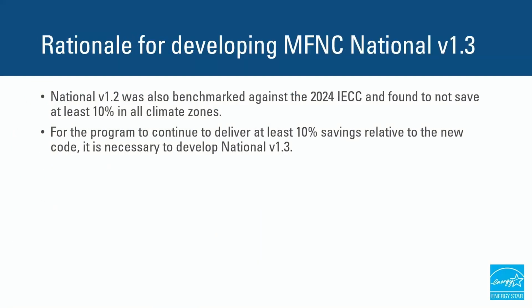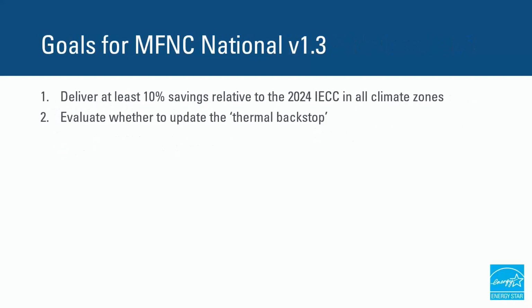So with the release of the 2024 IECC for multifamily, we also analyzed version 1.2 as compared to the 2024 IECC. Since we did not achieve 10% savings in all climate zones, we also needed to develop national version 1.3. So once we needed a new version, we had the same goal as single family to deliver 10% savings relative to the 2024 IECC. Now, multifamily new construction has a thermal backstop too, so we also evaluated that.